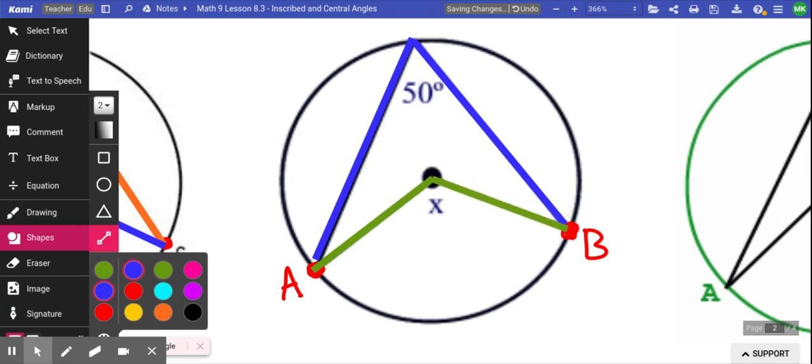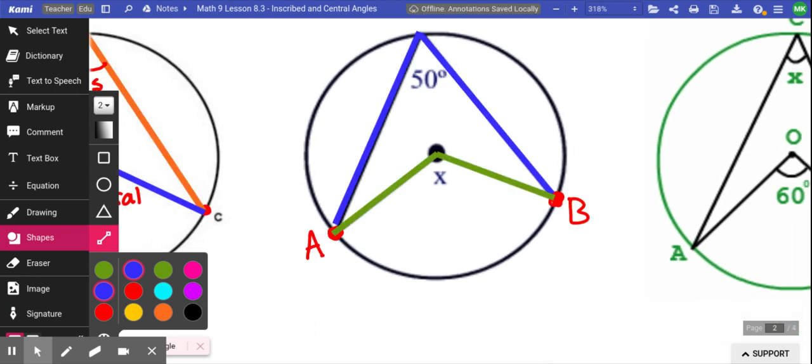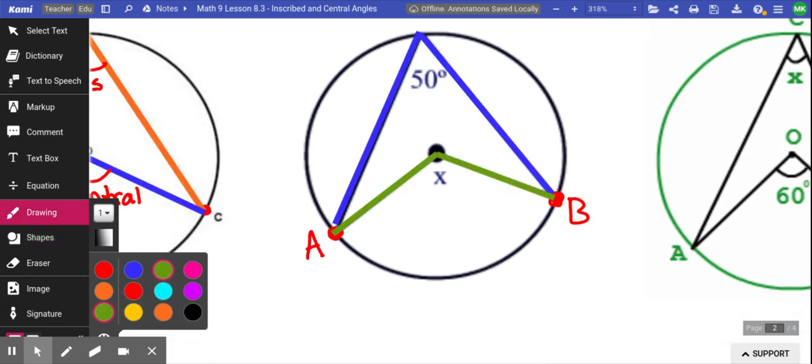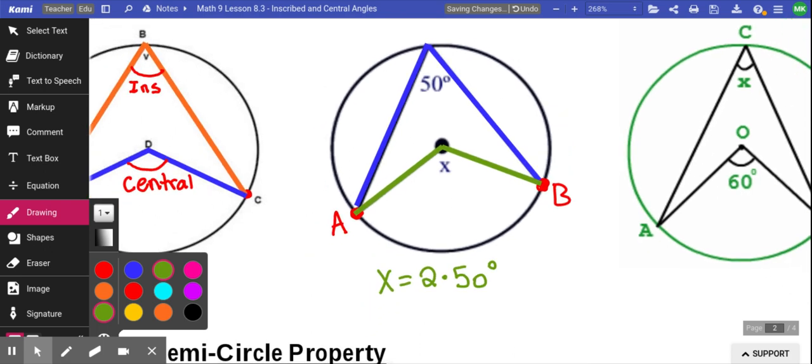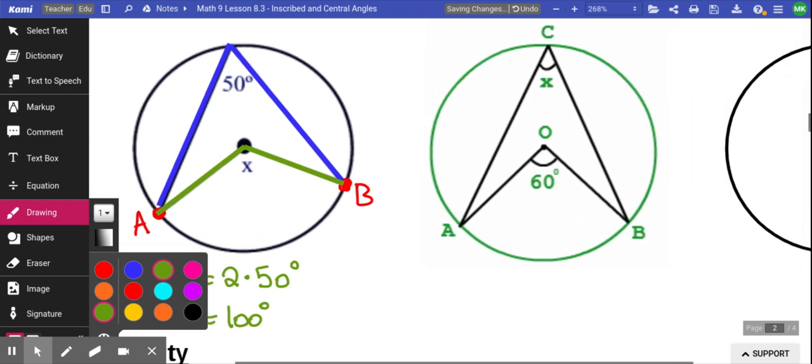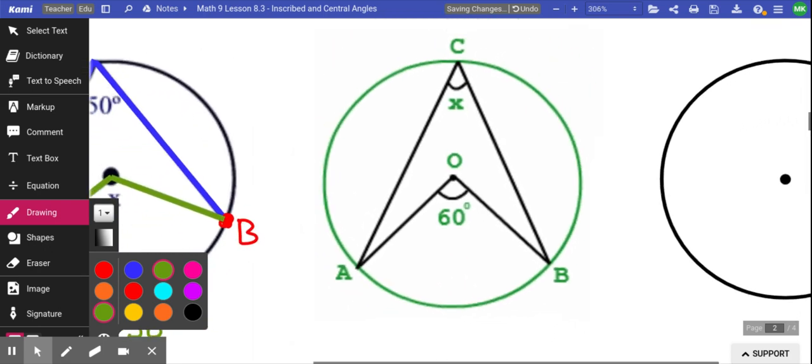My 50 is my inscribed angle, X is my central angle. Central angles are 2 times the inscribed angle. So if I was like, hey, what is the measure of that central angle? You could say it's 100 degrees. Perfect. We could also work this backwards.